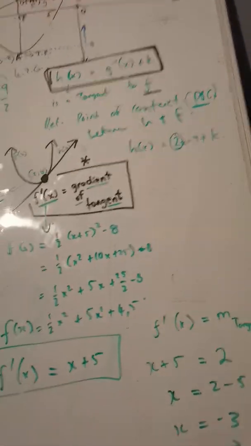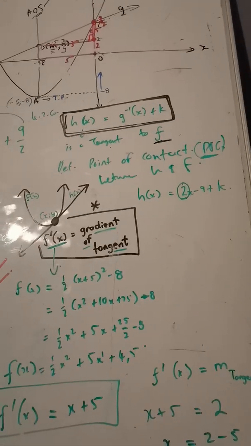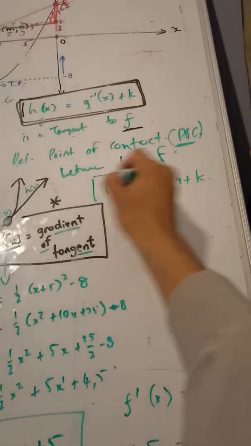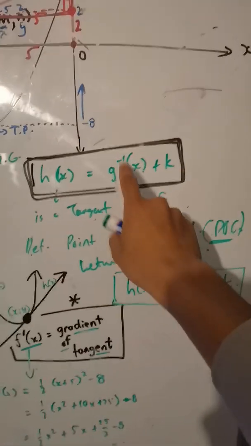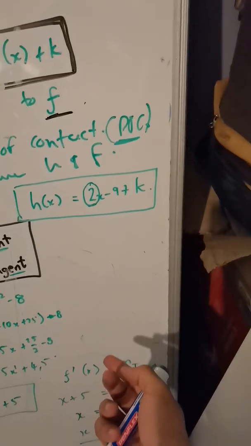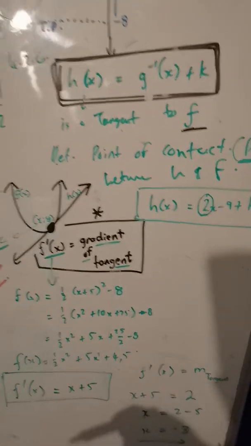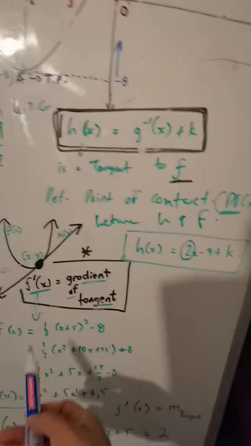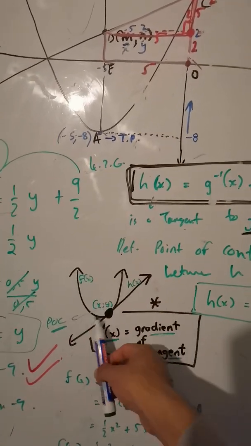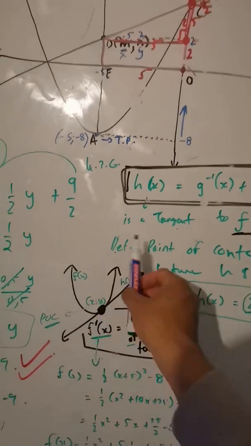So I'm going to go again. The question gave us the formula of the tangent. That was the formula of our tangent. g to the minus 1 of x, which is the formula of my inverse, which we calculated here, is 2x minus 9. So it's 2x minus 9 plus k. The k is just here to confuse you. And they say that this is a tangent to the f, which is the parabola. Determine the coordinates of the point of contact between h and f.